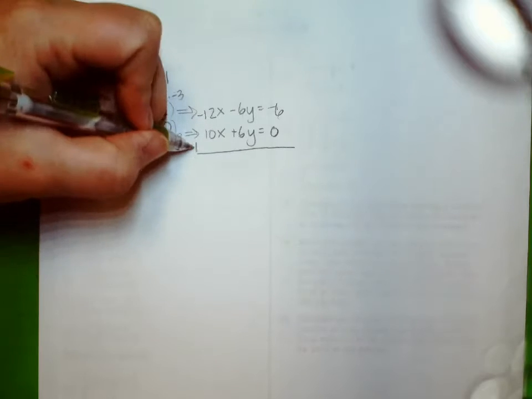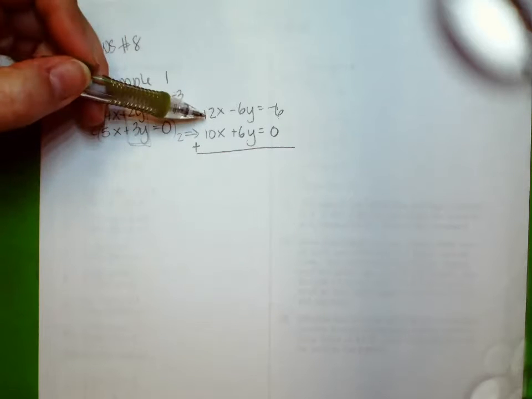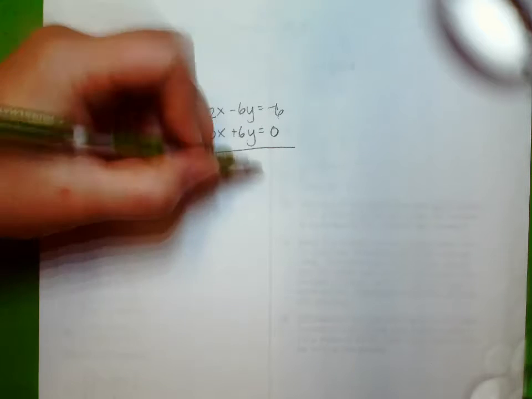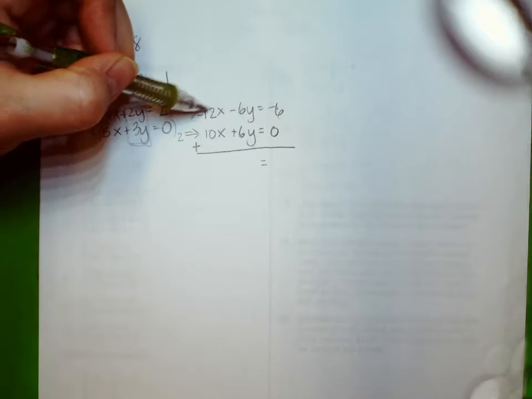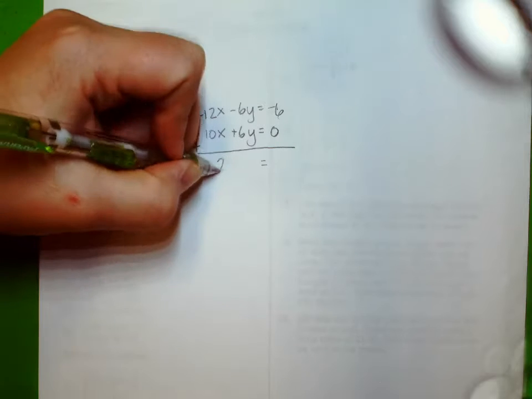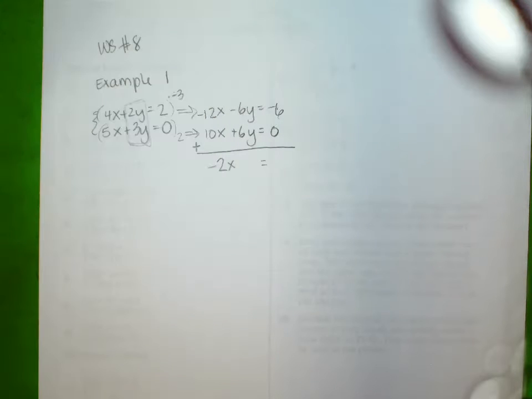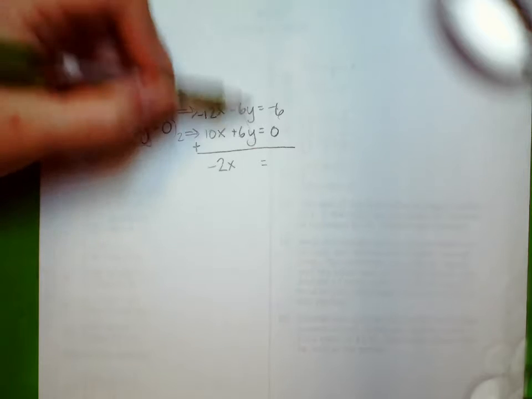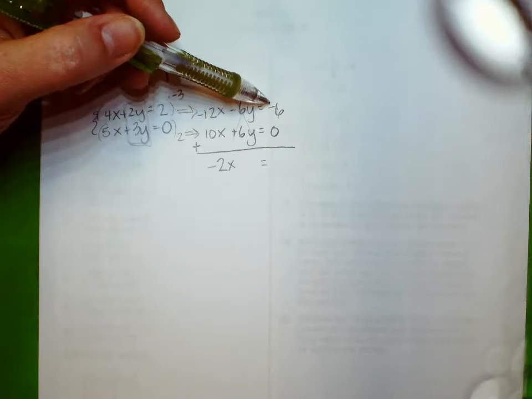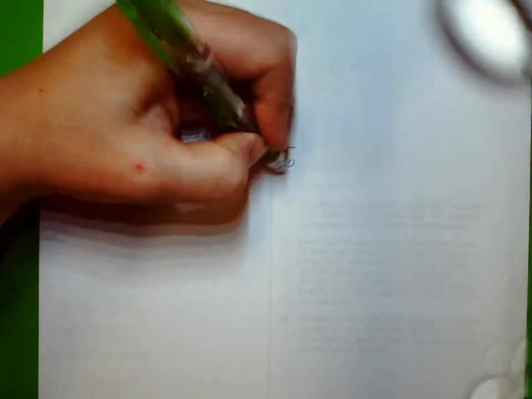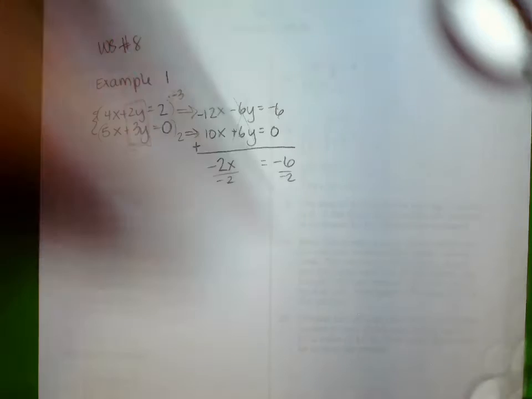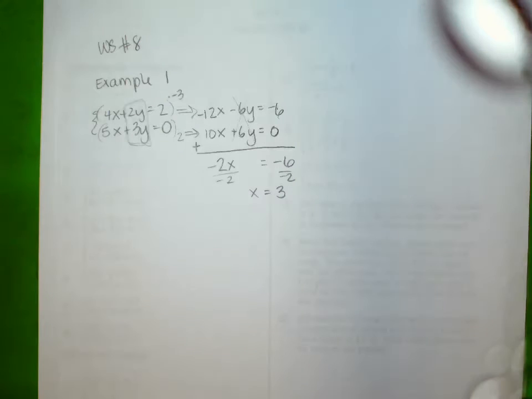We take our two equations and we add them together. So you add straight down. You add your x values, you add your y values, and you add your constants. You carry the equal sign down. So we have -12x plus 10x leaves us with -2x. The y's have canceled out, and on the right we are left with a -6. From here you divide both sides by -2, and we end up with x equals 3.